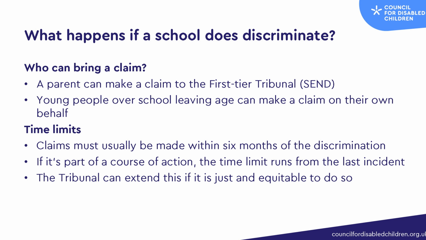But what happens when things go wrong? When a school's actions or inaction amount to discrimination under the Equality Act? We looked at this briefly in Unit 2, but it's worth returning to remind ourselves what happens when a claim of disability discrimination is made against a school. Who can bring a claim? A parent can make a claim to the First-tier Tribunal. That's the Special Educational Needs and Disability Tribunal, often called the SEND Tribunal. Young people themselves can also make a claim on their own behalf once they're over school leaving age.